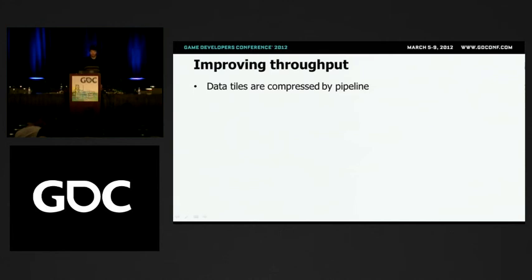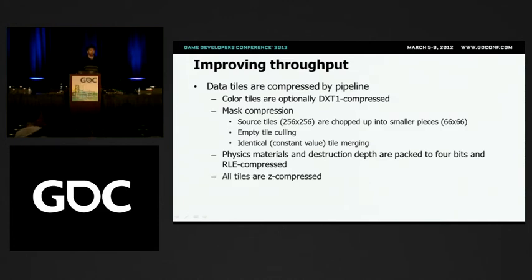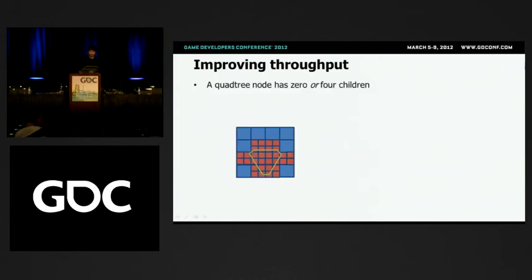Seek time is bad. Throughput can be pretty bad as well. To deal with that, we compress the data in pipeline. Color tiles are compressed, as I mentioned. We compress mask data by chopping up into pretty small tiles, 66 by 66, culling away the black tiles and merging the white tiles, which is surprisingly efficient, actually, just doing that. The physics and destruction depth, we compact those in 4-bit with run length encoding, and then everything is compressed once more. So that improves throughput a bit.